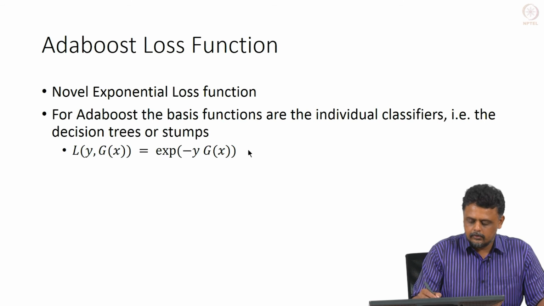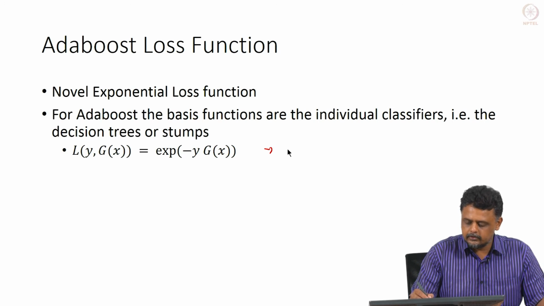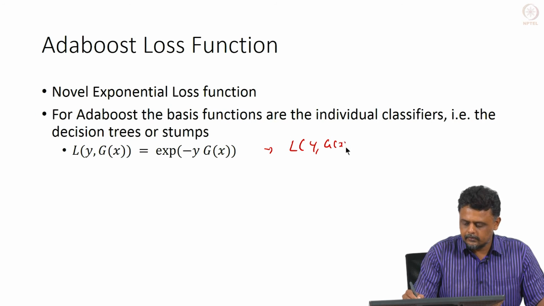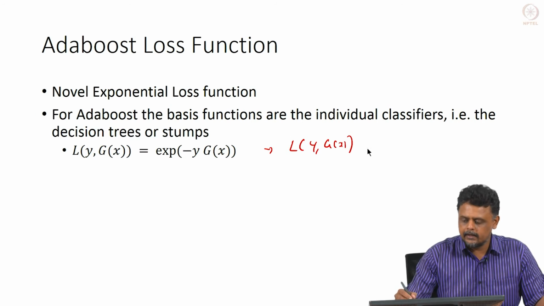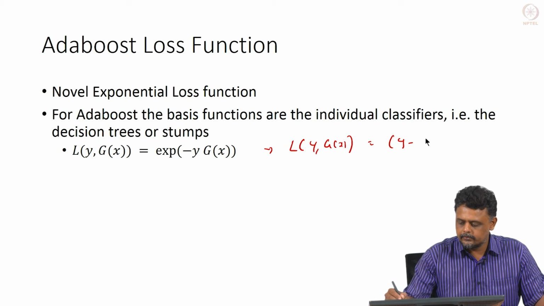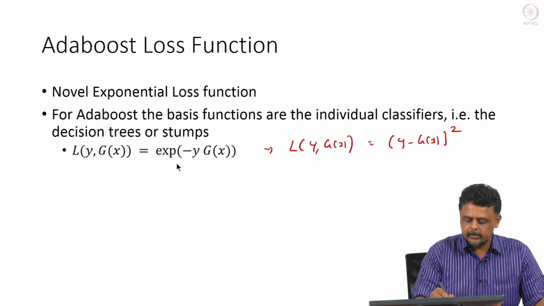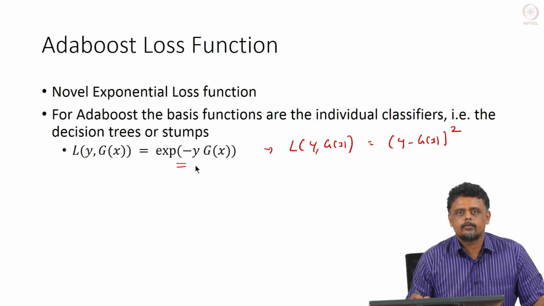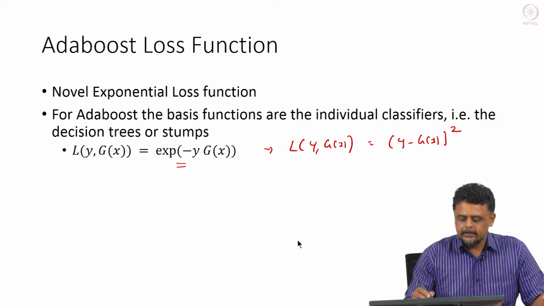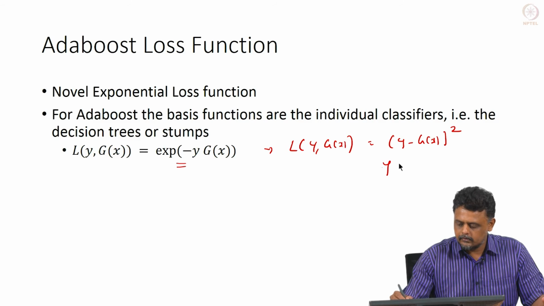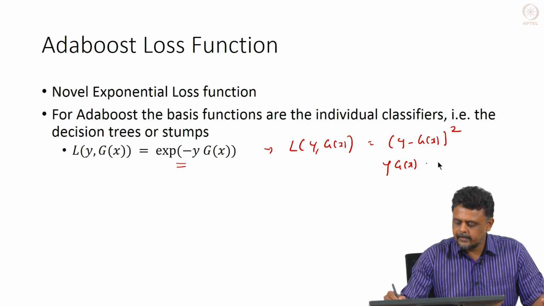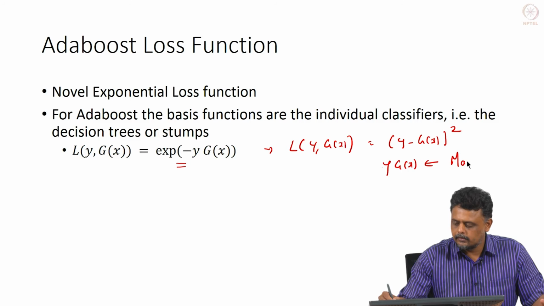So, remember previously we saw this L of y comma g of x. I am omitting the subscripts i. We saw that as y minus g of x squared. This is what we used as an example in the previous slide. So, instead of that we have an exponential, e to the power minus y times g of x. Okay. So, this product for a classification problem is often referred to as a margin, right.